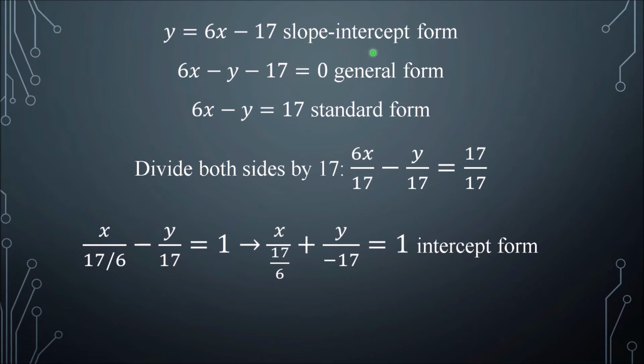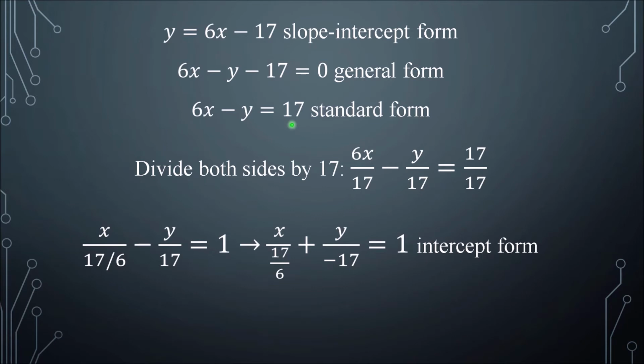From the slope-intercept form, y is equal to 6x minus 17, we change this to general form. So we will transfer y to the other side, so it will become negative y, and then copy negative 17, and then equals 0. So that's the general form. Now, transferring negative 17 to the other side, that's 6x minus y equals 17. That is the standard form.